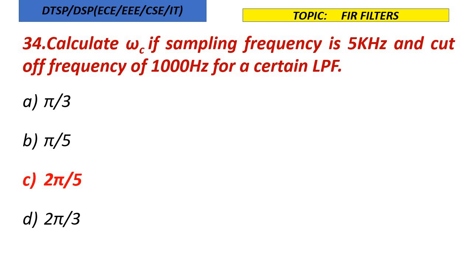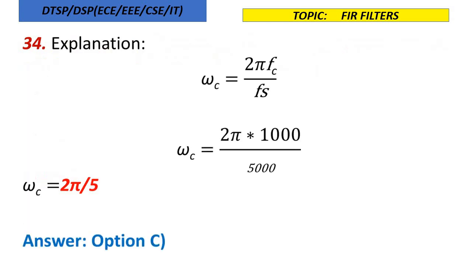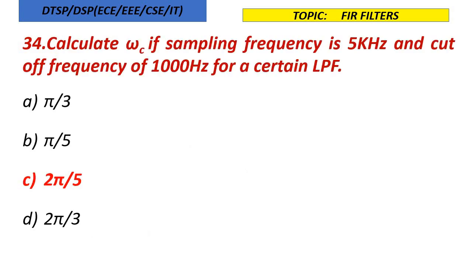Calculate omega c if the sampling frequency is 5 kHz and the cutoff frequency is 1000 Hz for a certain low pass filter. We are going to design a digital FIR filter, and for that the sampling frequency and cutoff frequency are given. We should find omega c. The formula is omega c equal to 2 pi fc by fs. fc is 1000 and fs is 5000. When we solve, omega c equals 2 pi by 5. So option C is the correct answer.